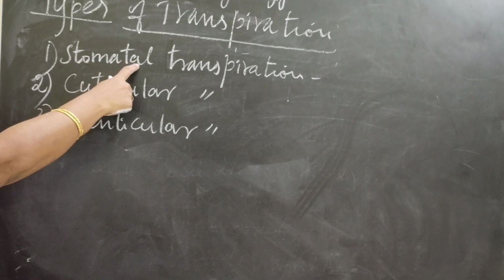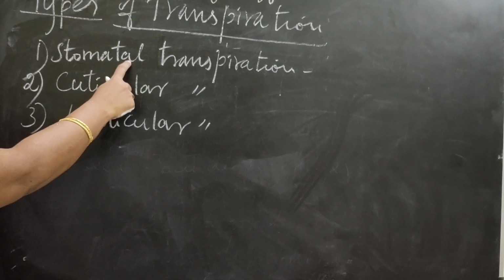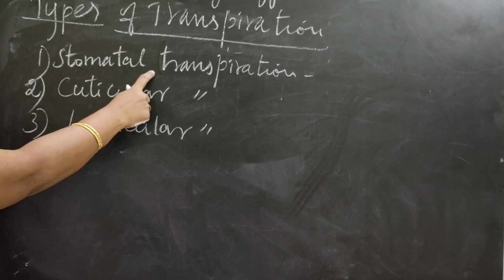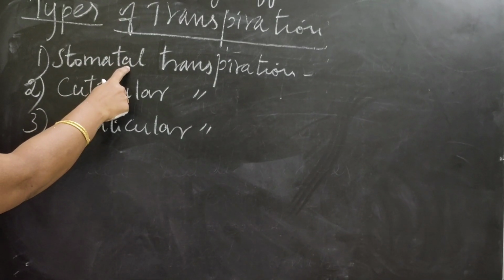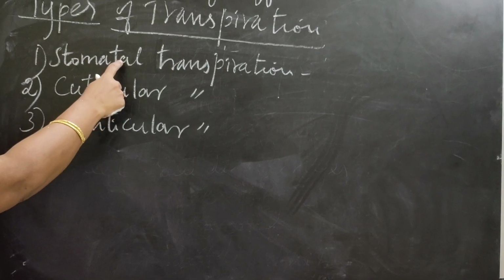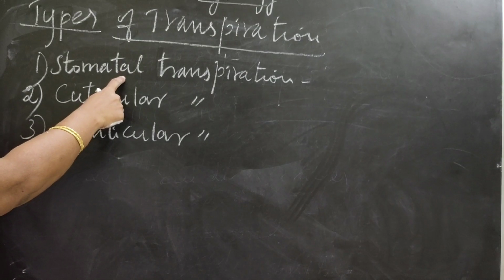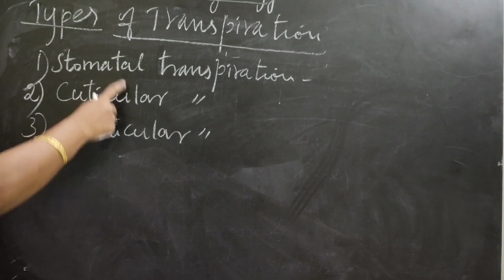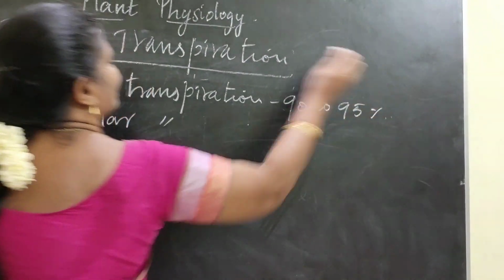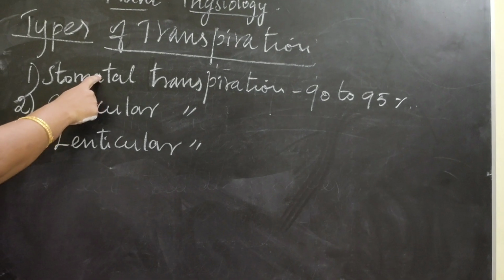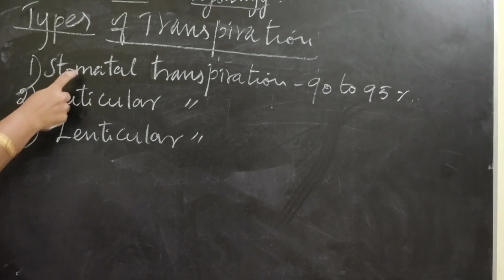Yes, first one, stomatal transpiration. Loss of water from plants as vapor through stomata is called stomatal transpiration. Listen, children. Loss of water from plants as vapor through stomata is called stomatal transpiration. It accounts for 90 to 95% of the water transpired from leaves.